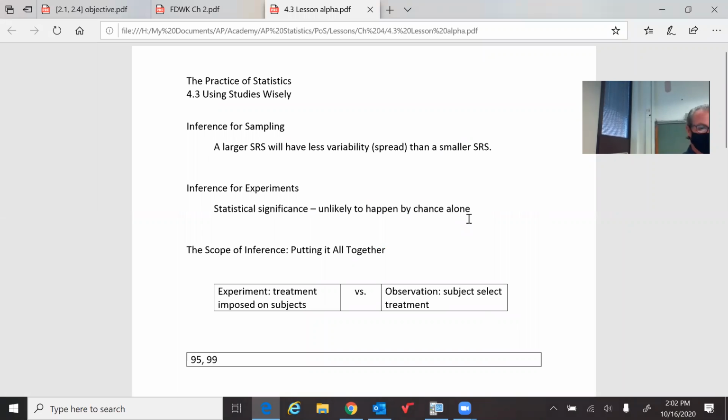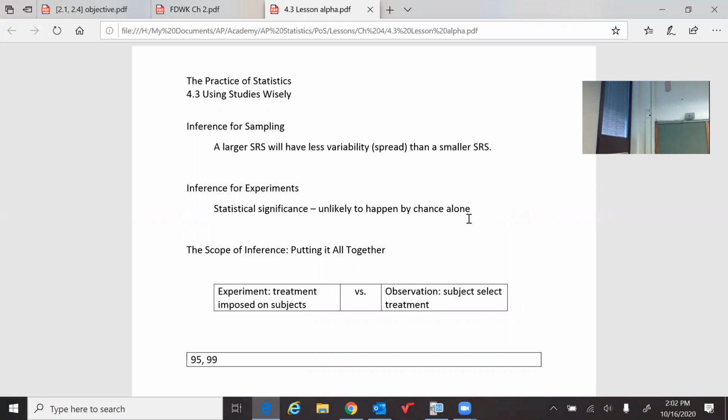So, inference for sampling. The listener infers. It's what you're trying to get from data. So you come up with this sample. Why? Because you're trying to generalize that to the population. Remember the alliteration: sample statistic, population parameter.